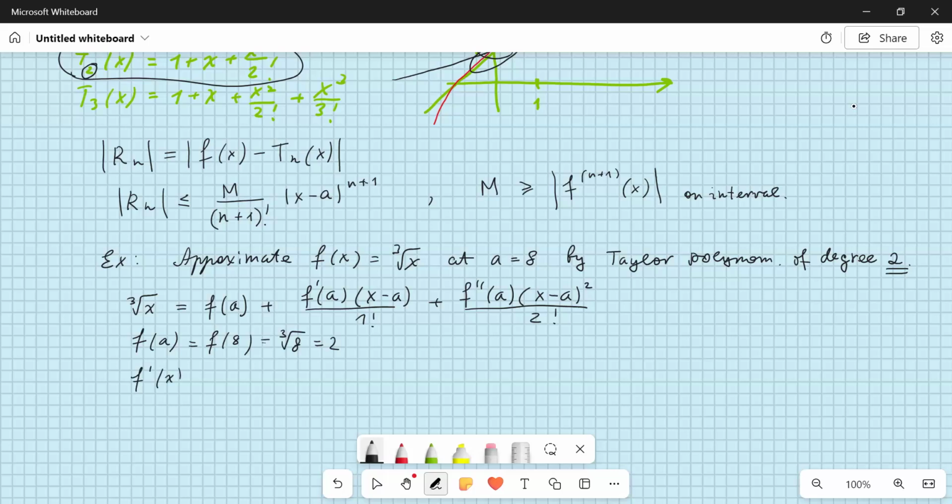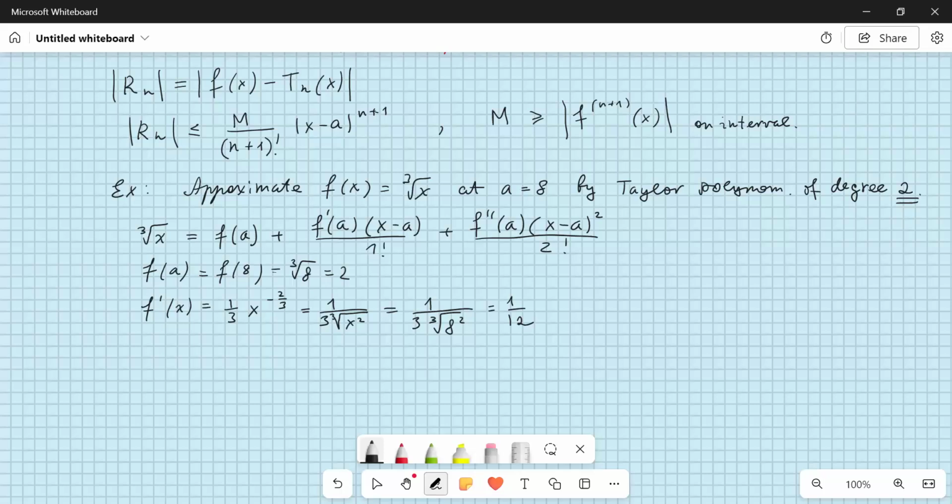The derivative of f of x is going to be what? Well, this is x to the power of 1 over 3, which means that we are going to have 1 over 3 x to the power of negative 2 over 3. I'm going to write it down like this: 1 over 3, cubic root of x squared. It's a little bit crazy, but if you want to substitute everything, it's going to be a little bit easier. Cubic root of 8 squared. Well, we can extract the cubic root of 8. It's 2 squared, it's 4, and we are going to have 1 over 12. Very nice.